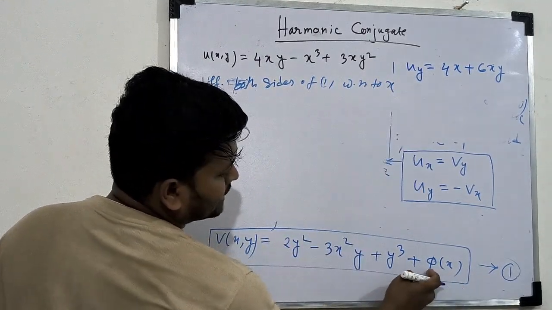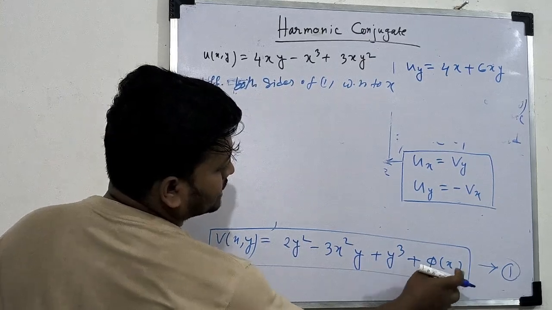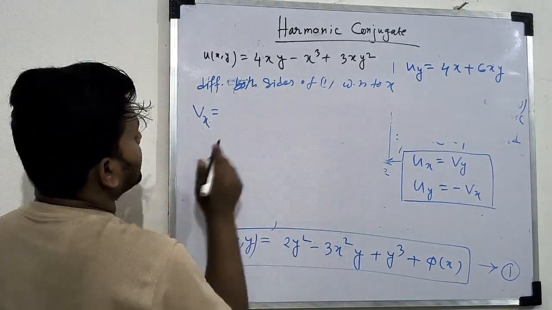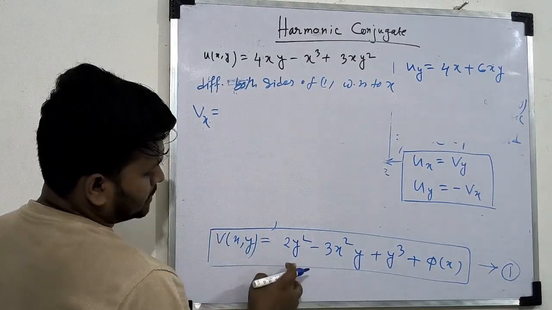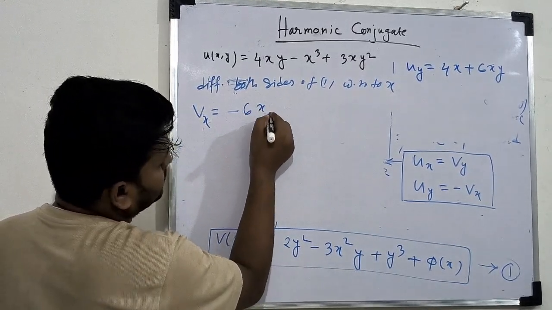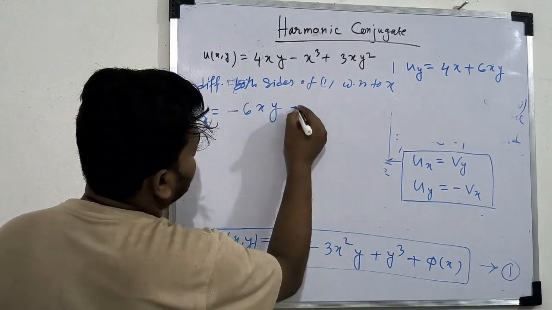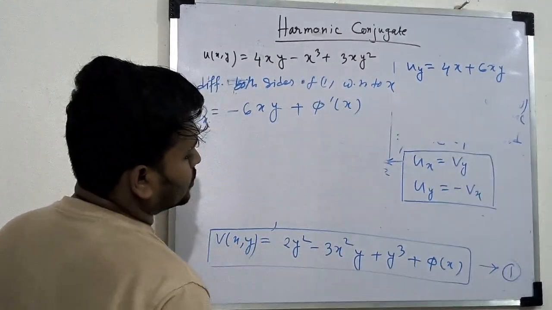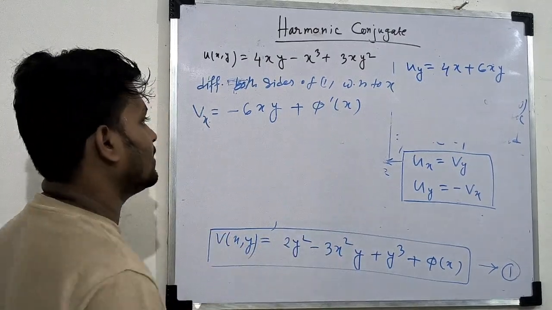So we have to find this phi of x. Phi is a function of x, so we differentiate with respect to that variable, x. Then vx will be: this will be 0, this will be minus 6xy, and this will be 0, and this will be phi dash x. This is a function of x, so we differentiate with respect to x.